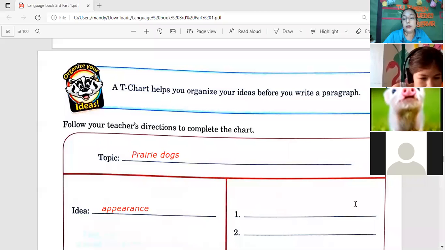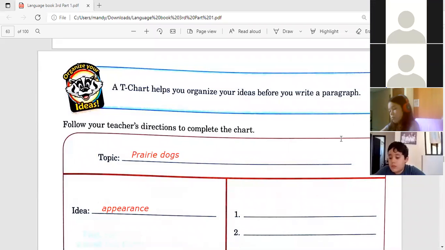For example, ¿cómo son los perros pastores? Do you have an idea? What is the appearance? In that case, we talk about physical appearance. Apariencia física. ¿Cómo son ellos? Do you have an idea? Blancos y negros. Okay, white and black. Y también a veces café. Okay, they are big.